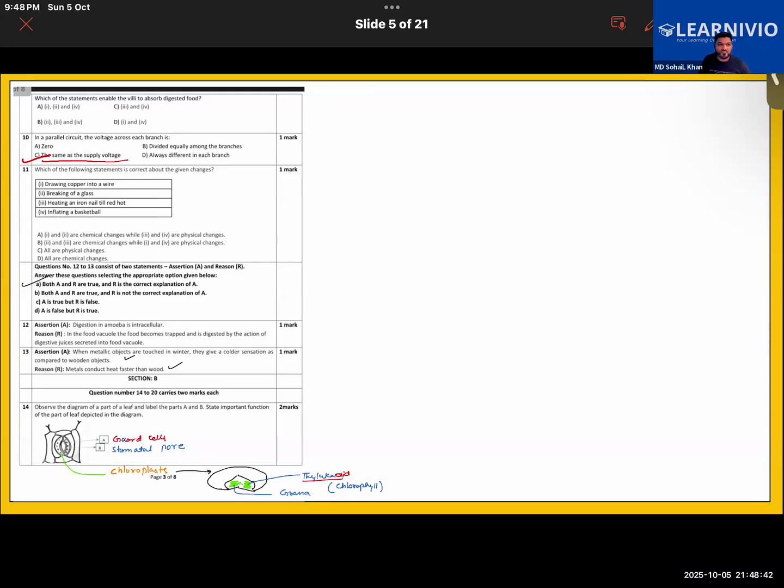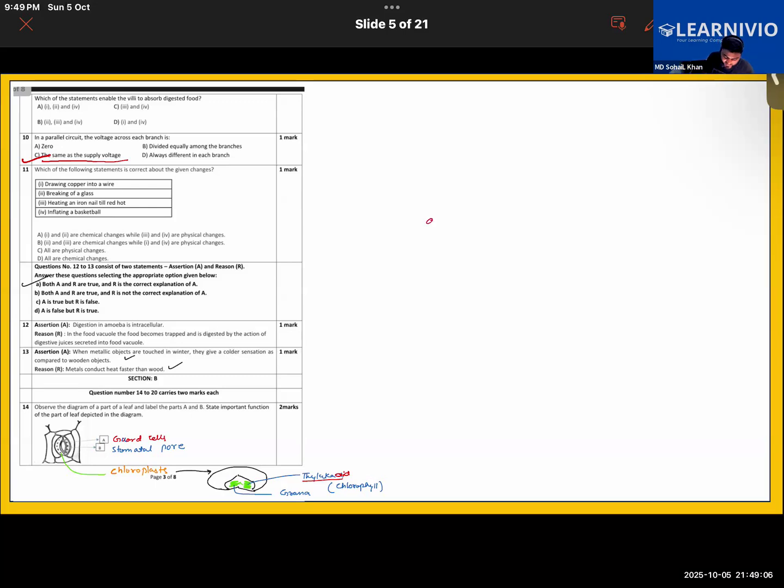When we talk about the series circuit, it happens differently. In the series circuit, the voltage will be different. The voltage across each component will not be constant. That's the thing. For example, let me give you an example.